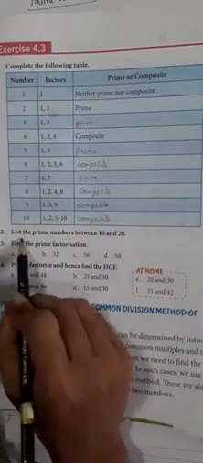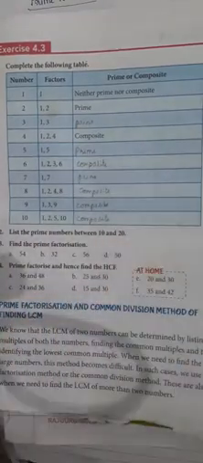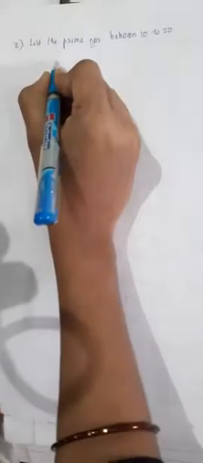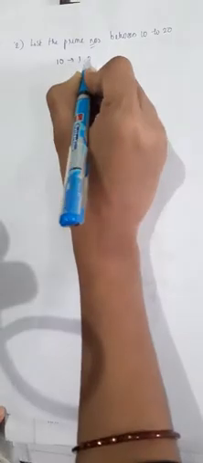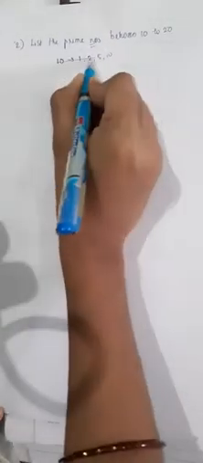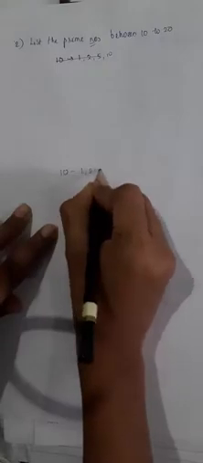Okay. List the prime numbers between 10 and 20. We'll move to the second question. So how are we going to list? You see 10. We'll include 10 also. 10 has factors 1, 2, 5 and 10. So it is not a prime. Just we have to list, so we'll write aside and list the numbers. 10 has more than 2 factors. Yes, 10 is not a prime.